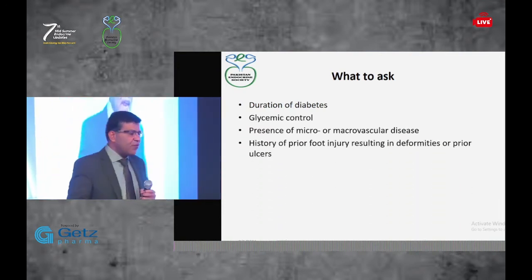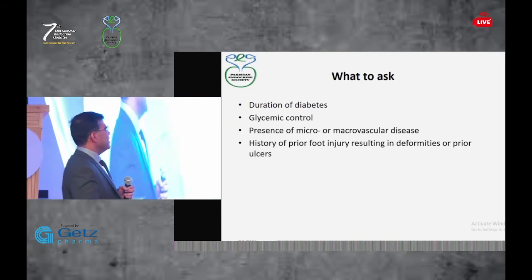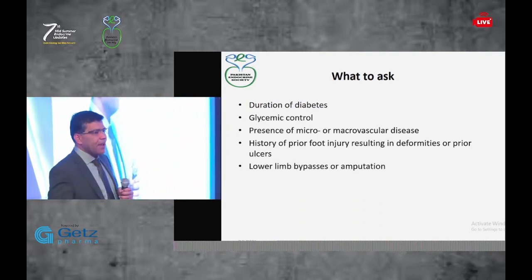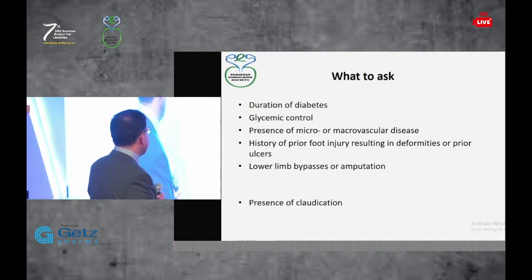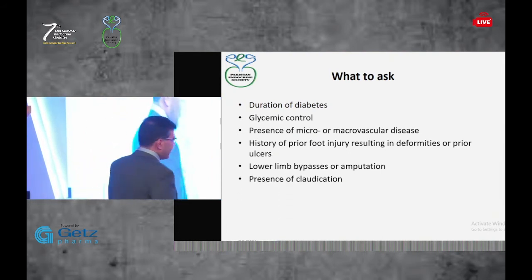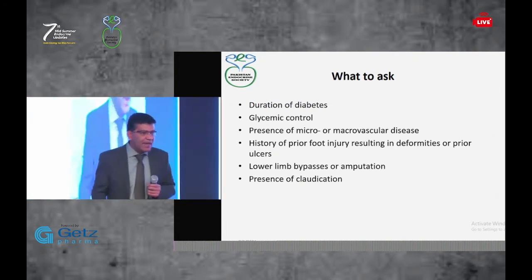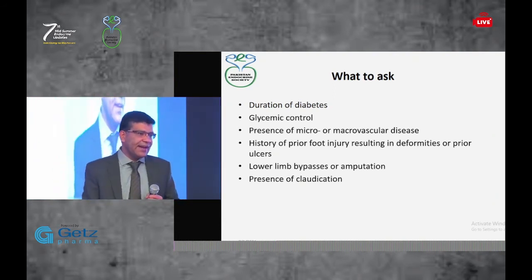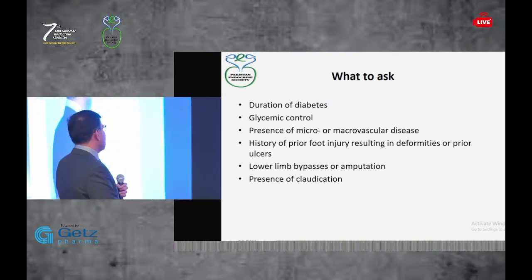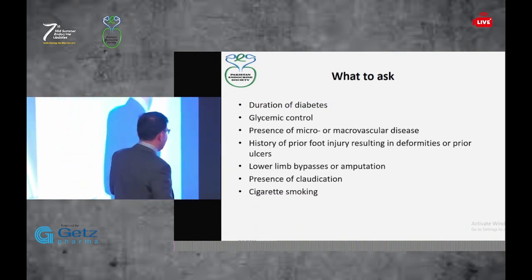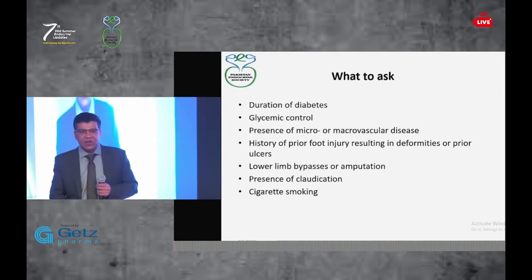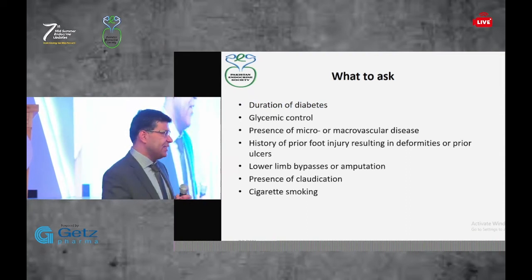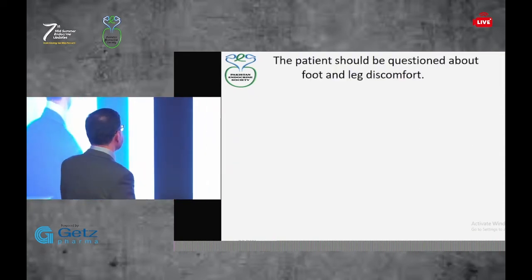History of prior foot injury, deformity, or prior ulcers is very important. Lower limb bypass or amputation history is very important. Presence of claudication, that is the feeling of pain after walking a short distance, with pain relieved by rest, can be a risk factor for the diabetic foot. And last but not least, of course, smoking. If the patient is smoking, you must advise them to quit smoking.